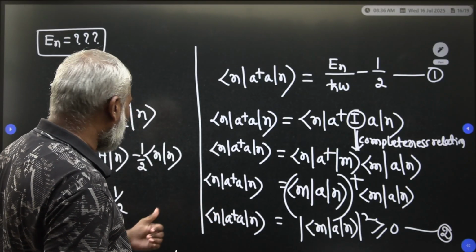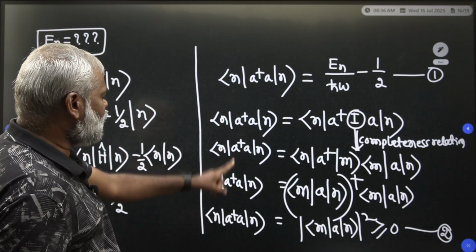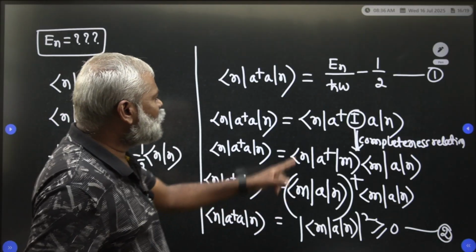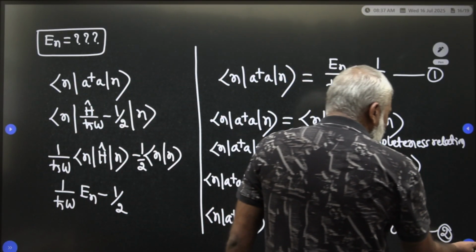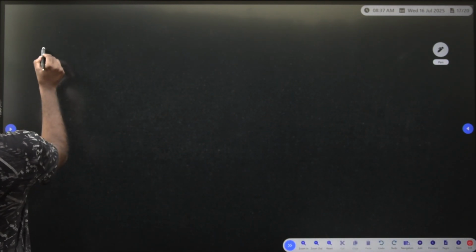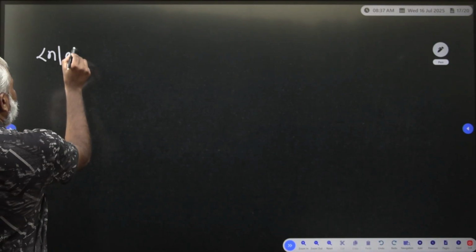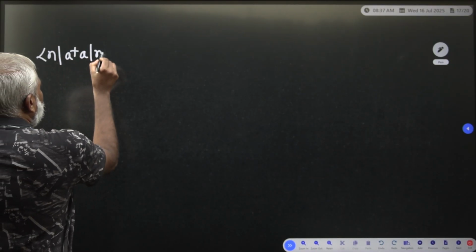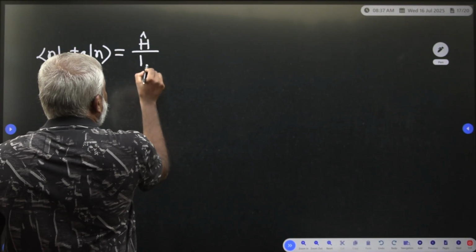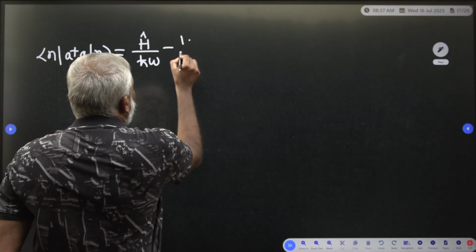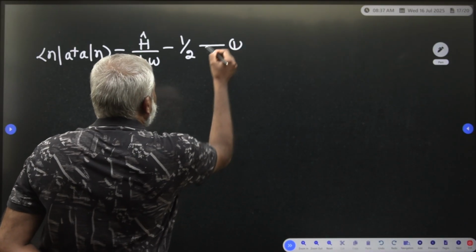So therefore what we have to write? The left hand side of the equation is equal, so the right hand side also you are able to write. What is the equation? Once again I have to write the equation. So Brian A dagger A cation is equal to H cut omega minus 1 by 2. This is the equation number 1.